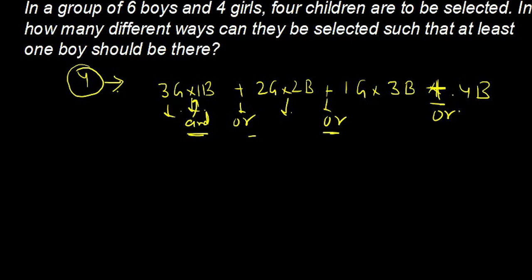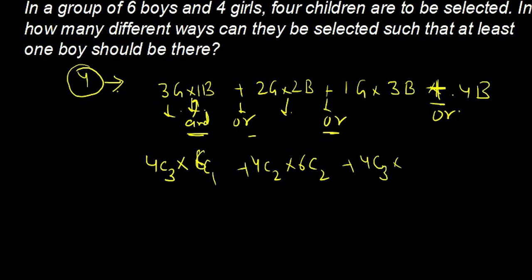So 4C3. Out of 4 girls, you need to select 3 girls, and out of 6 boys, there's 6C1. Plus, the same, 4C2 into 6C2. Then 1 girl, so it is 4C1 into 6C3, and finally 6C4.